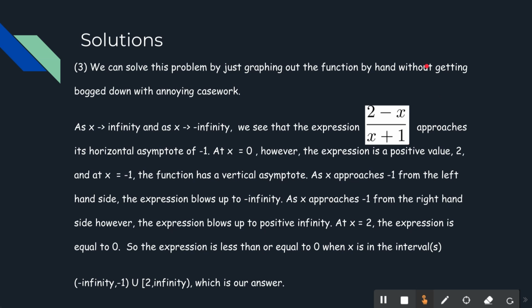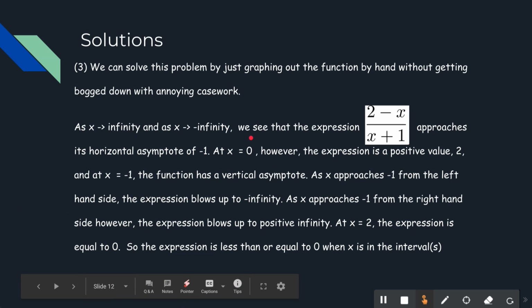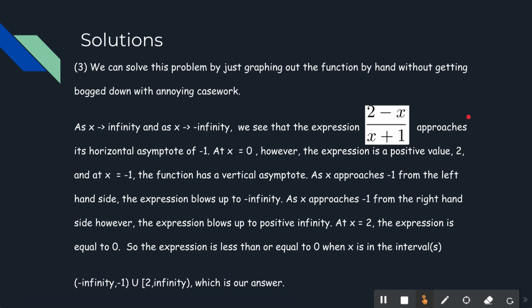After graphing, we see that this expression is less than or equal to 0 when x is in the intervals negative infinity, comma negative 1, which is an open interval, and 2, comma infinity, the closed interval, like 2 is also counted. And that's our answer. Negative infinity, comma negative 1, and 2, comma infinity.